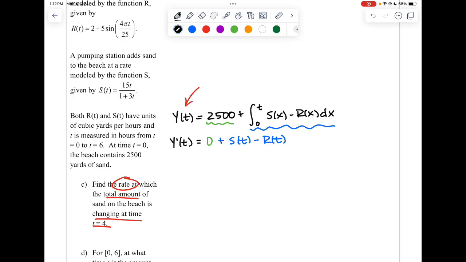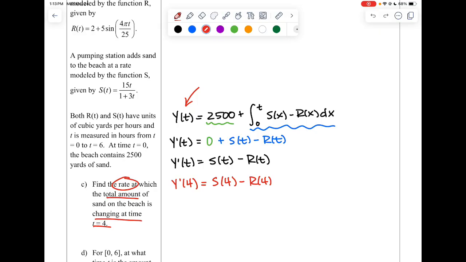Okay, which means a simpler way to write y prime of t is going to be s of t minus r of t. So it's just the difference within those rates. So we're trying to find the rate at how the sand is changing at time t equals 4. And so what that means is that I want to find what y prime of 4 is. And so that would be looking at s. Ooh, careful. Okay, so s of 4 minus r of 4. Now notice, I was really tempted to put that prime there, like s prime of 4, but remember that s and r are already rates, okay? So they already are derivatives, and so I don't need to derive them again.